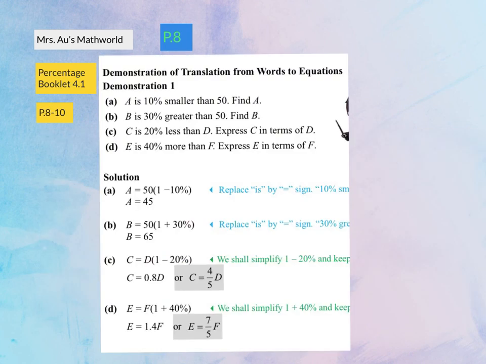So let's see how to do the calculation. For example, in part A, we still use English to help us. The first thing is we follow the order of the sentence. That means A is 10% more than 50. Then we start from A equals. As you remember, is means equal sign, for all of part A to part D. Let me remove it to make it clear.